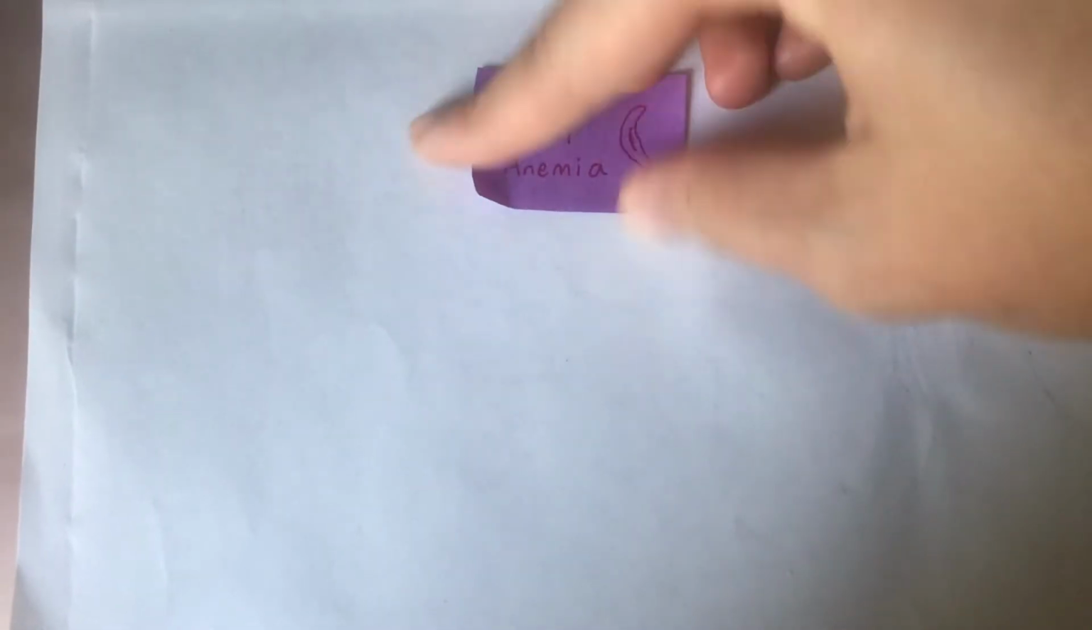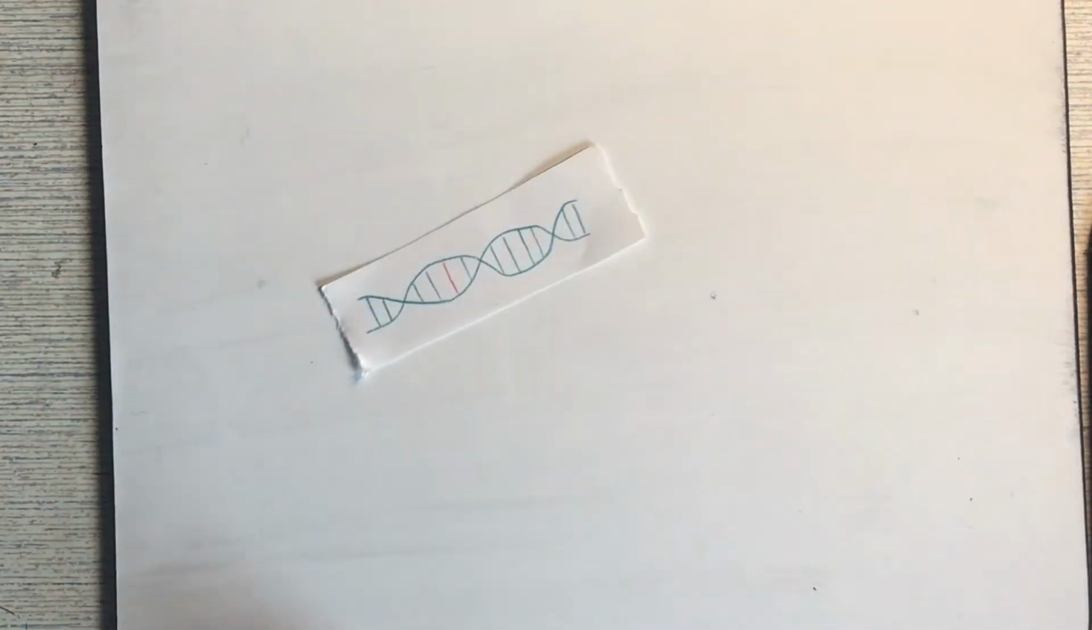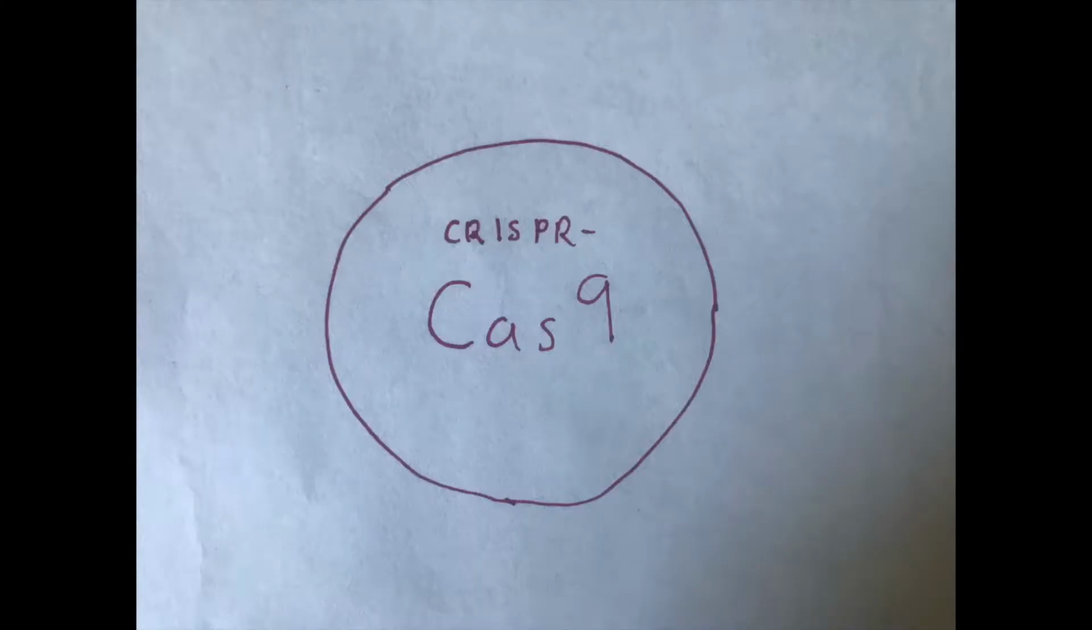What do sickle cell anemia, cancer-causing p53 mutations, and ALS-causing SOD1 mutations have in common? They're all caused by a single incorrect letter in the genetic code. Wouldn't it be nice if there were some way to edit genes? Enter CRISPR, or more specifically CRISPR-Cas9.